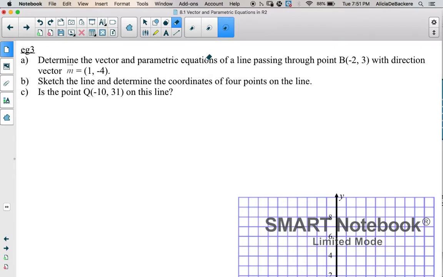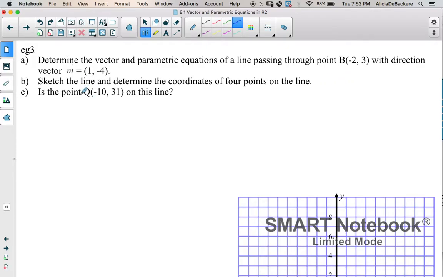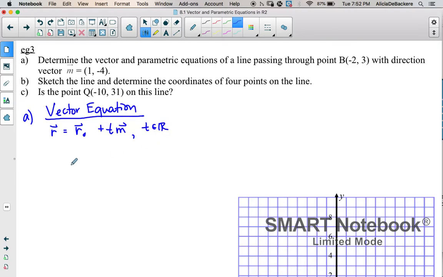So let's do a couple of examples. In example 3 here, we're going to determine the vector and the parametric equations of a line passing through the point B, which is given to us, with the direction vector m. So I want to come up with two equations. I'm going to come up with the vector equation. So I know that that looks like r is equal to r naught, the r naught vector, plus t times my direction vector, where t is some parameter belonging to the set of real numbers.